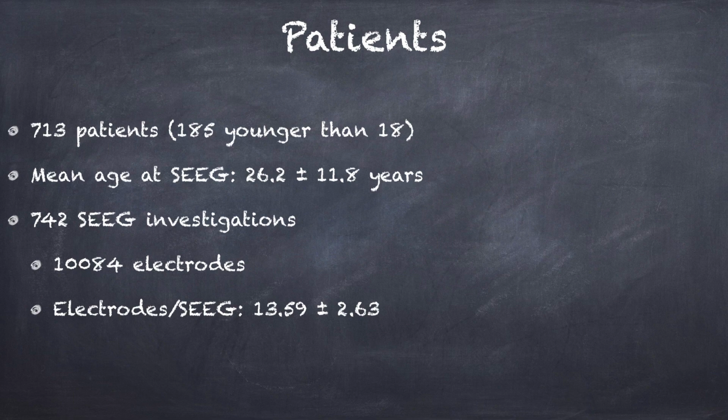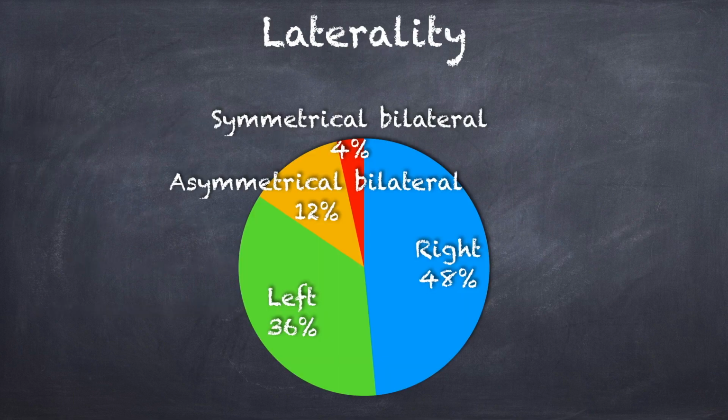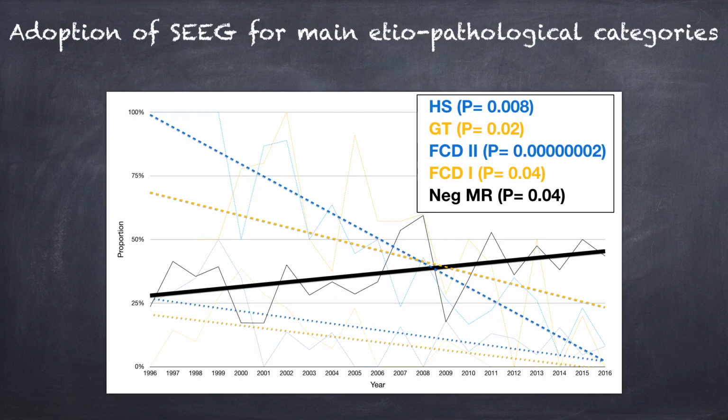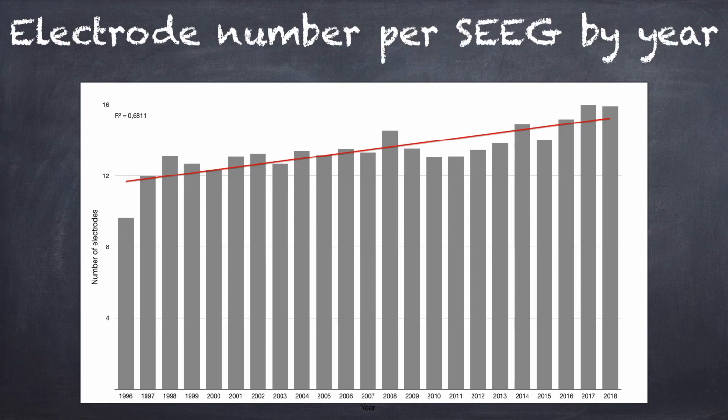Our sample included 713 SEEG studied patients. 29 patients were investigated twice, for a total of 742 procedures with 10,084 implanted electrodes. Only 16% of investigations were bilateral. The use of SEEG progressively decreased in patients with MR visible lesions, with a parallel increase of MR negative cases. Overall, the mean number of electrodes per implantation was 14, with an increasing trend throughout the years.